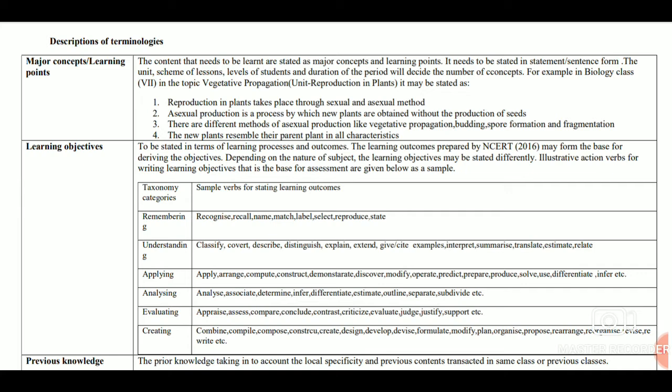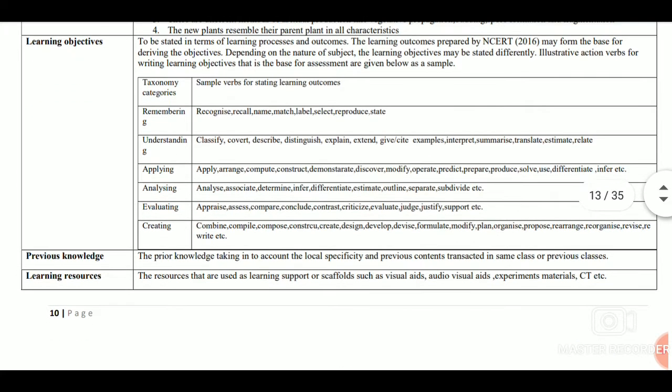So in that way we can write all the learning points that the students are going to learn in that particular period. Next come our learning objectives. Now for writing learning objectives, we need to use certain action verbs. And where can we get those action verbs from? We can get them from Bloom's taxonomy. Generally, we take them from Bloom's taxonomy.